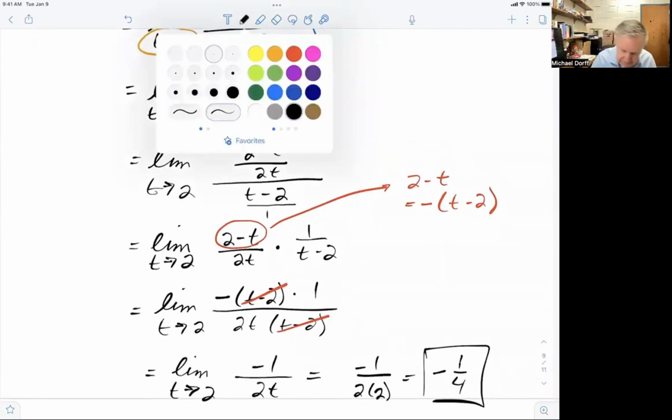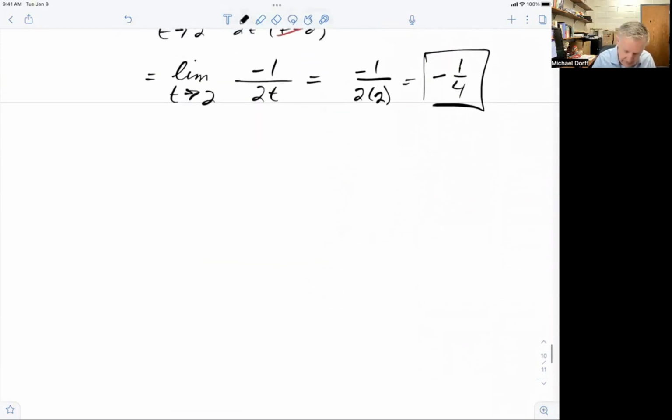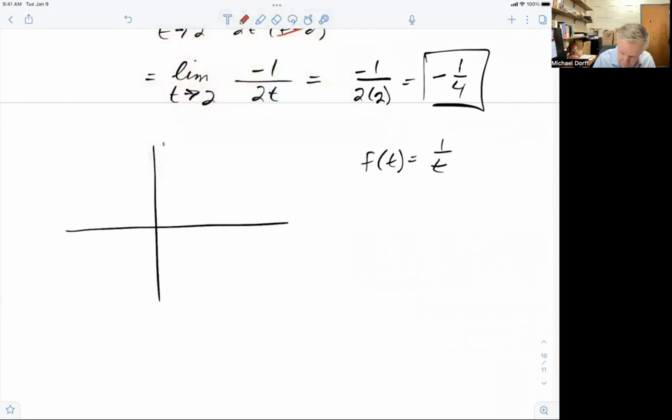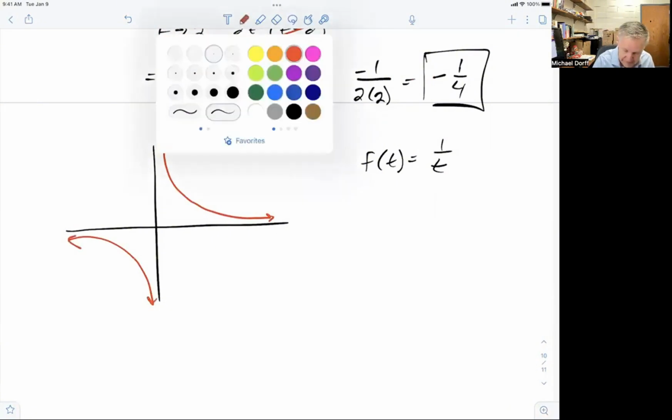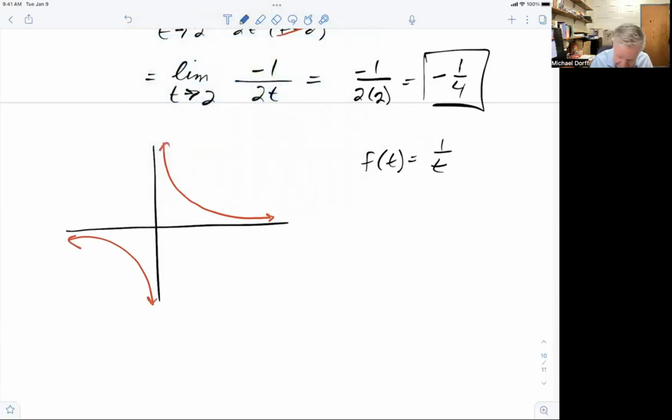All right, so let's look at this. What does this mean graphically? My function was f(t) equals 1 over t. That is, of course, this Kung Fu Panda function I mentioned earlier, or the hyperbola is its official math name, if you want to be picky on that. And here is the point where t equals 2, and this point on the curve is going to be (2, 1/2).